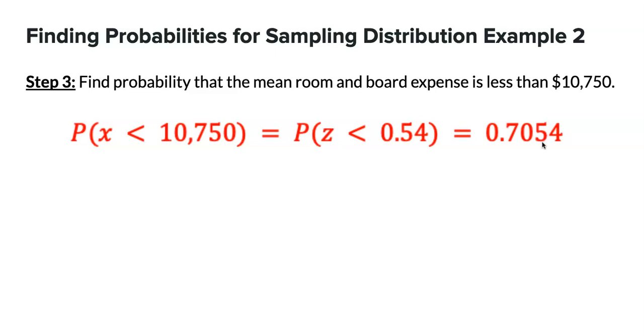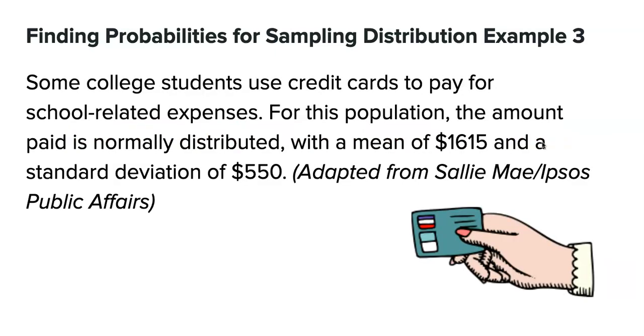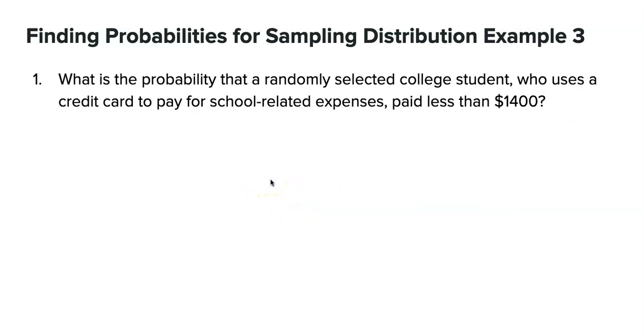All right, I think we're looking at the very last example. Some college students use credit cards to pay for school-related expenses. For this population, the amount paid is normally distributed. Oh, yes! So we don't care about the sample size, guys. They're saying the population is normally distributed. So do not worry if they throw us a sample size of less than 30. With a mean of 1615 and a standard deviation of 550. So let's see what we do.